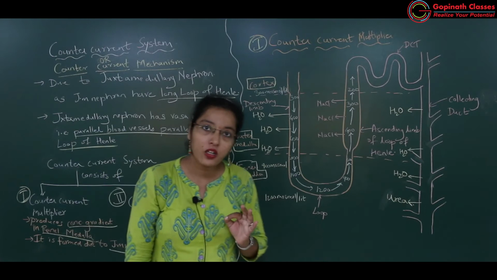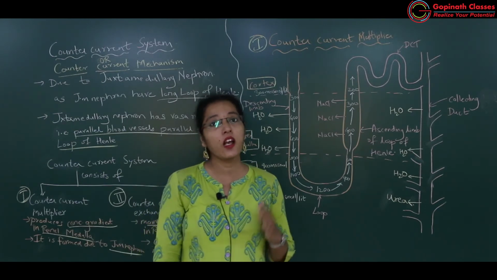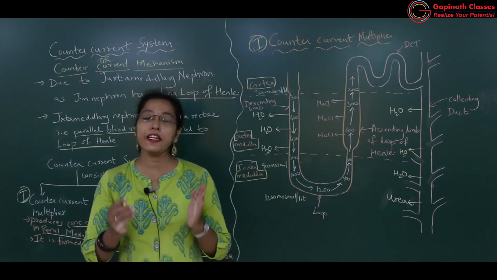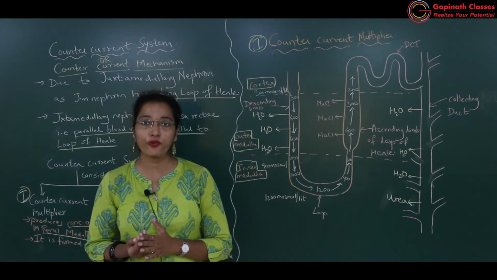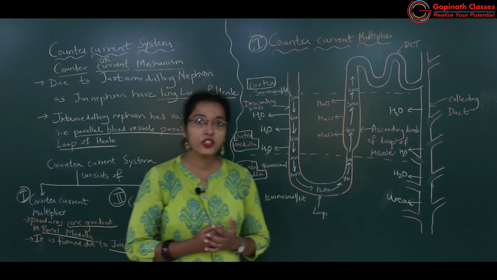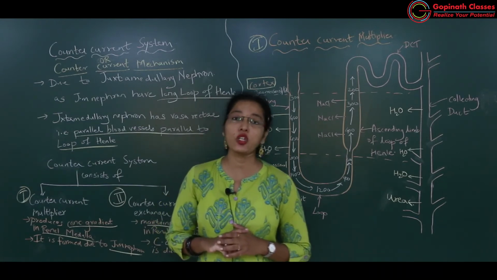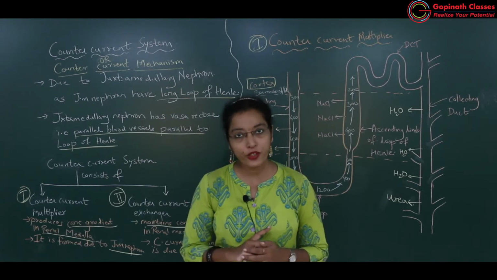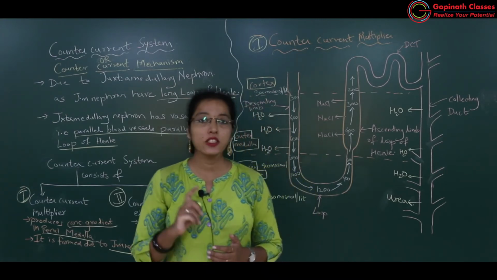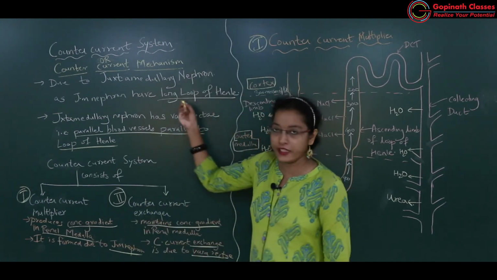the osmolarity of the medulla. Always remember, the osmolarity of the medulla is high, and that has to be maintained. It will be maintained because of the long loop of Henle. Got it? So remember students, the counter current mechanism is because of which type of nephron? The juxtamedullary nephron. What is the reason behind that? The juxtamedullary nephron has a long loop of Henle.